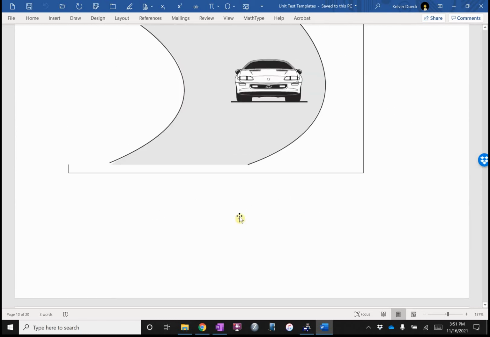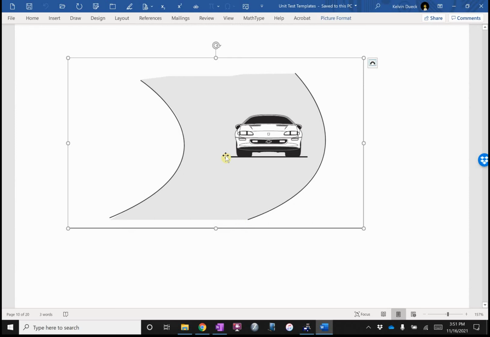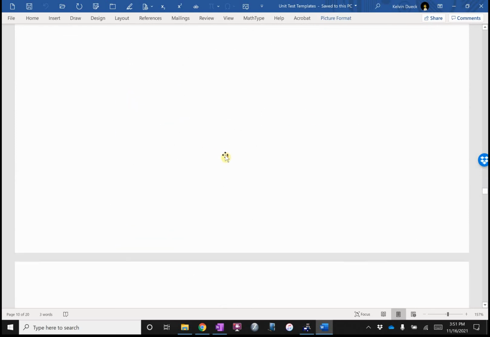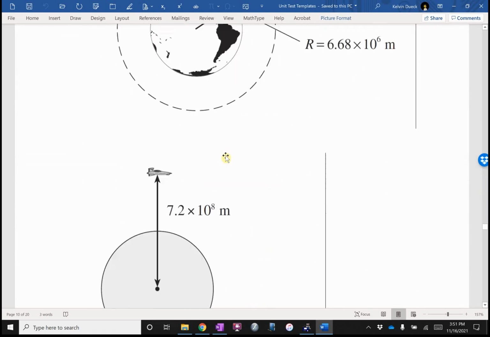Car going around a corner. Show me a car going around a corner. Hey! That'll work. Maybe I got a better picture than that, because that one's really big and ugly. You know what? I don't think I do.